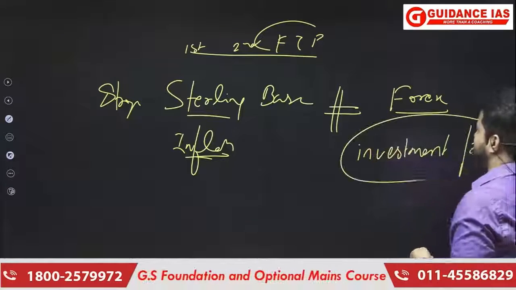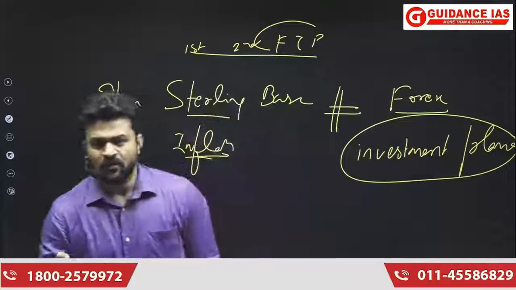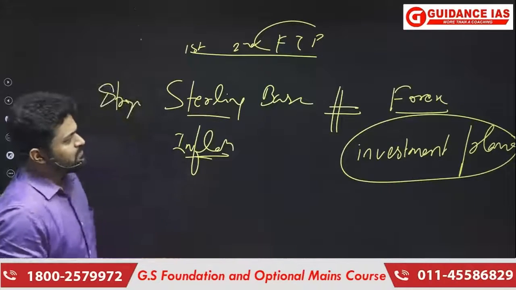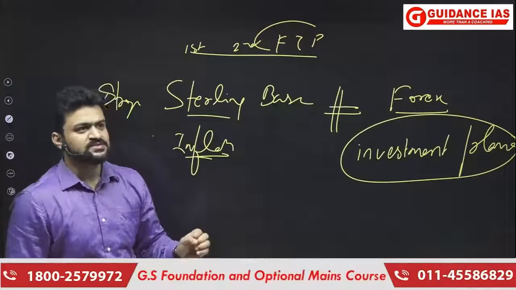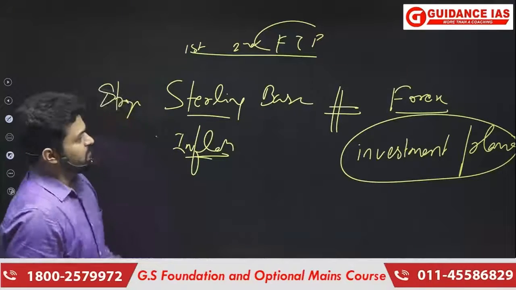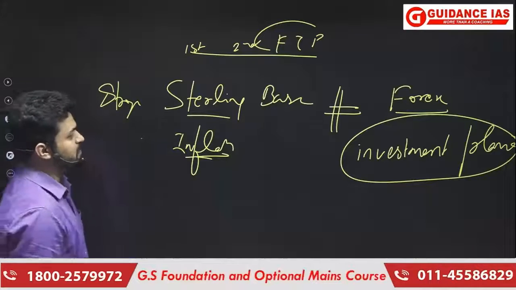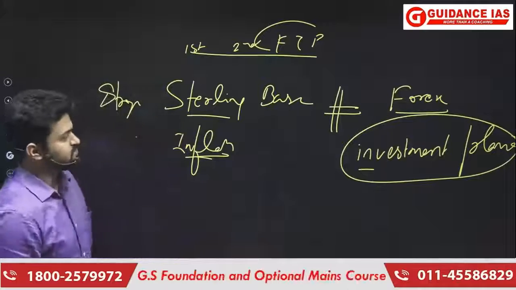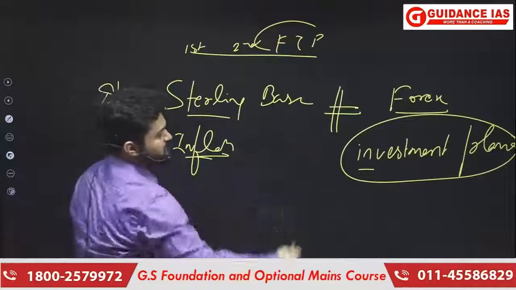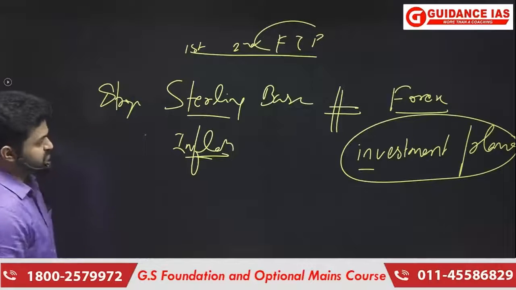Okay, investment plans. Generally, it used to happen that the government was unable to finance these investment plans from the receipts that it used to collect, mainly the revenue receipts. The government was not capable of meeting the financial requirements to fulfill all the ambitious investment plans that it used to design.